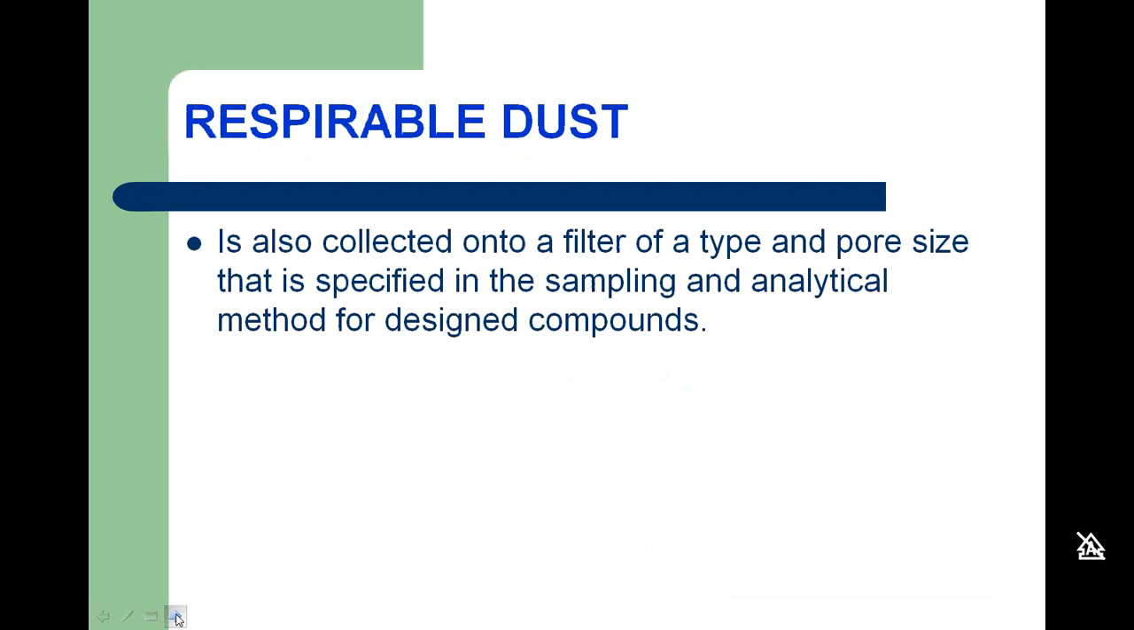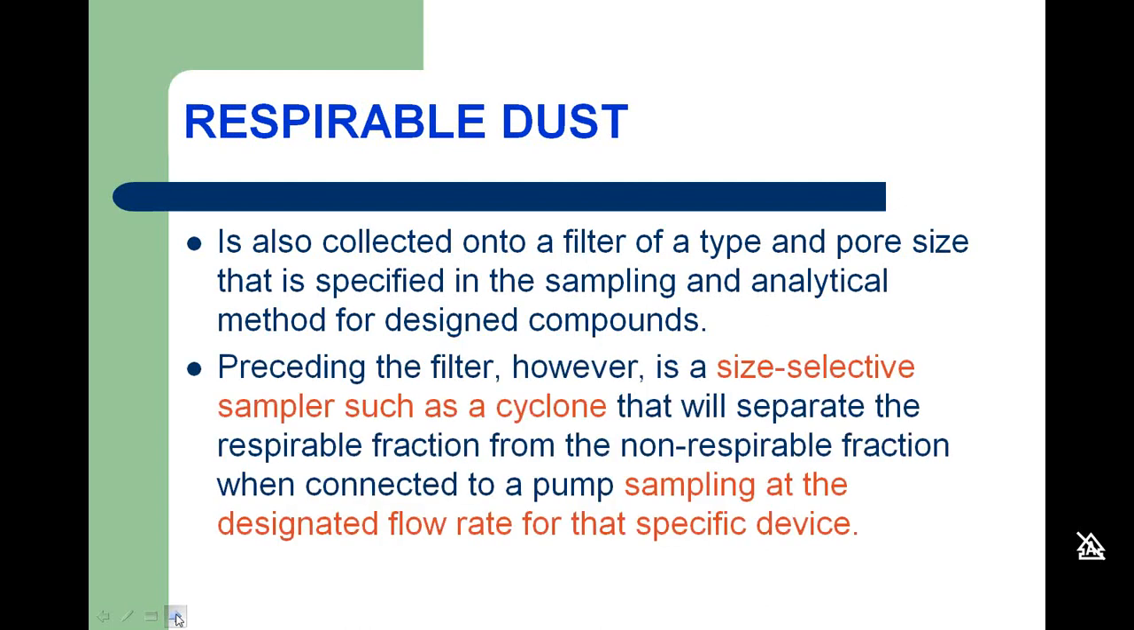Like with total dust, respirable dust is also collected onto filters to evaluate exposure levels. Preceding the filter, however, is a size-selective sampler that will separate the smaller respirable fraction from the larger non-respirable fraction. Cyclones have been traditionally used for size selection of respirable dust, but impactors are now available from SKC for respirable dust sampling as well.